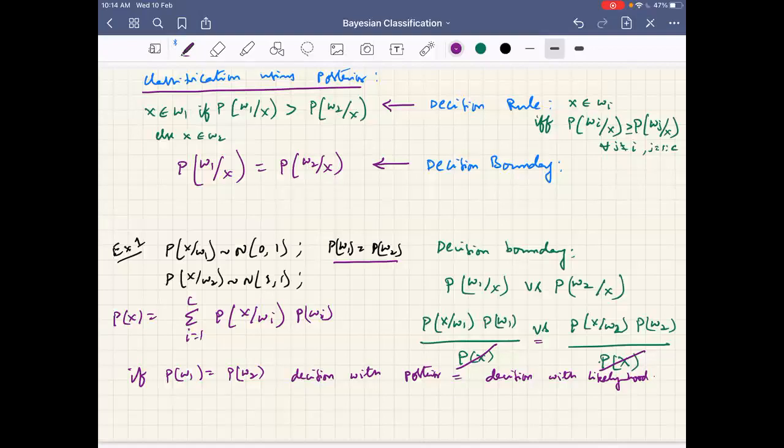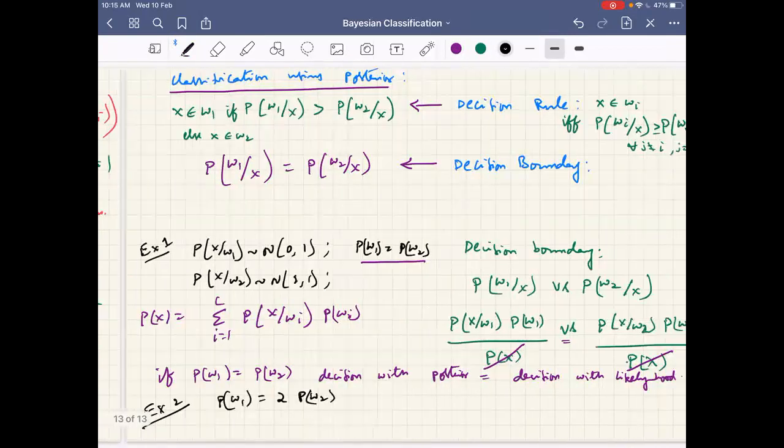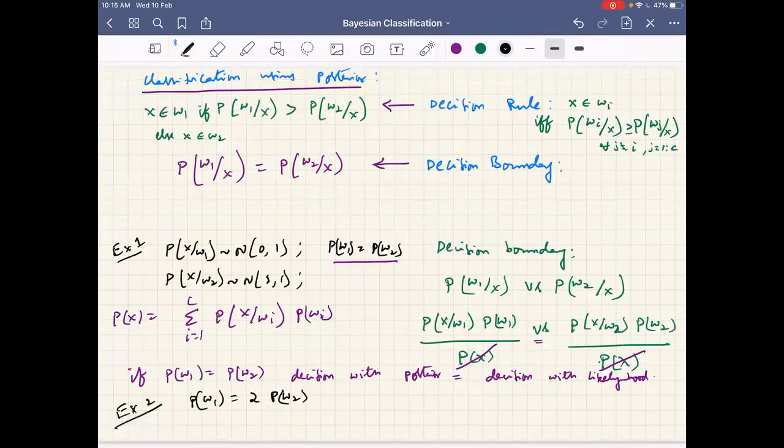Correct? Okay, but in general, do you think the decision made by the posterior and the decision made by the likelihoods will be the same in general? Not in this case. Example 2: P of omega 1 equal to 2 times P of omega 2. In this case, do you think both will be the same again? No, sir. X star is equal to half with the likelihood.